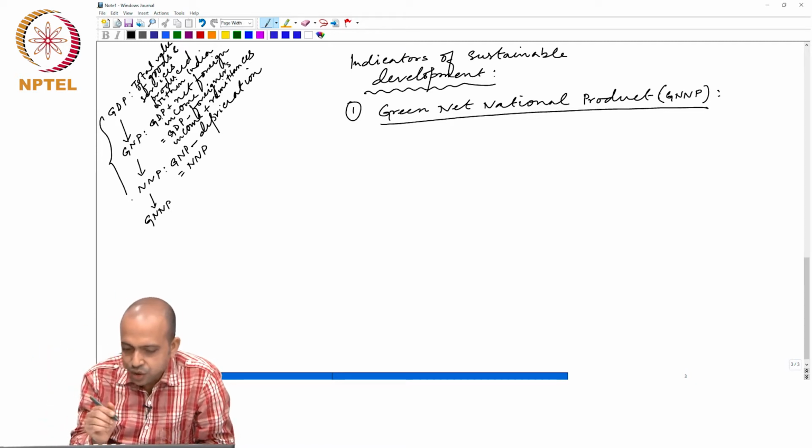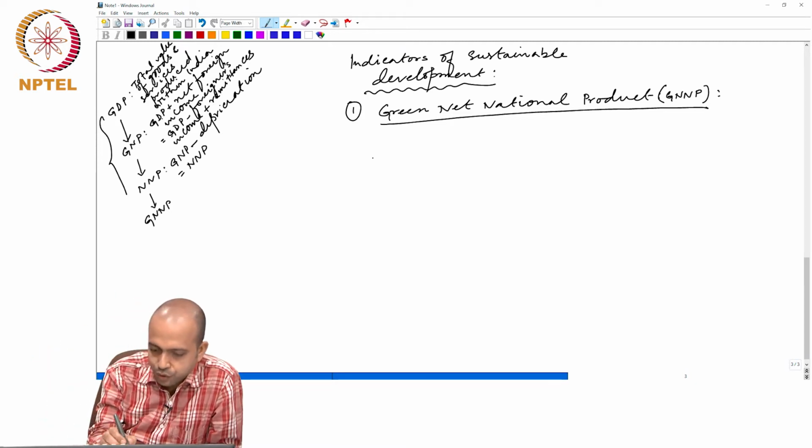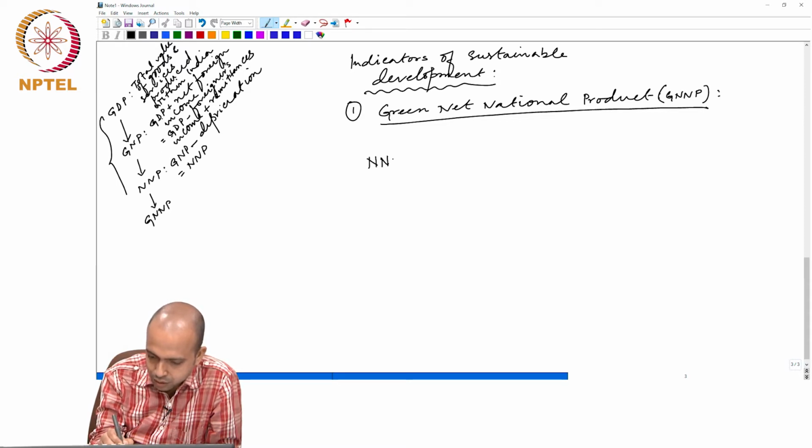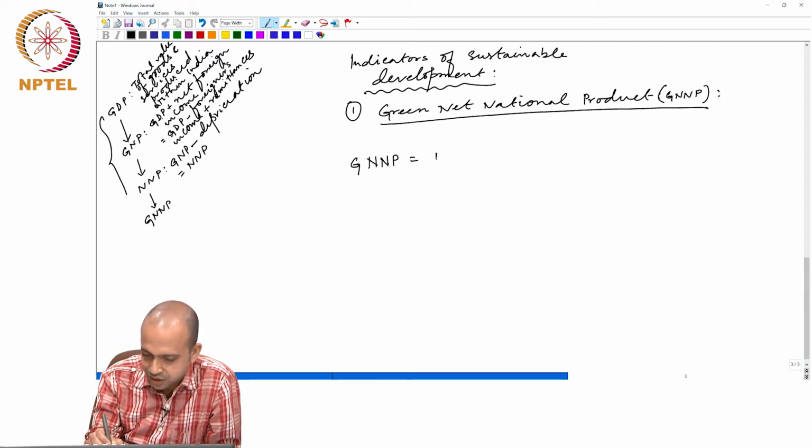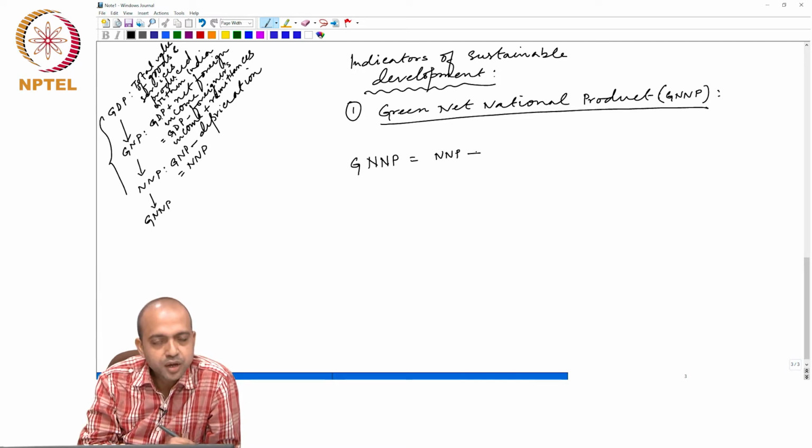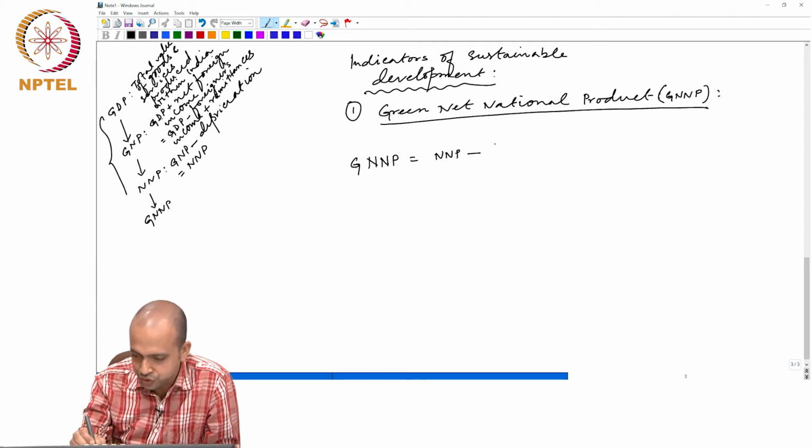So, that means what we need to do from the NNP measure, net national product. So, GNNP, green NNP, equals, I would say, NNP minus the contribution of the non-renewable resource. How will you measure? I will first write the formula and then I will explain.